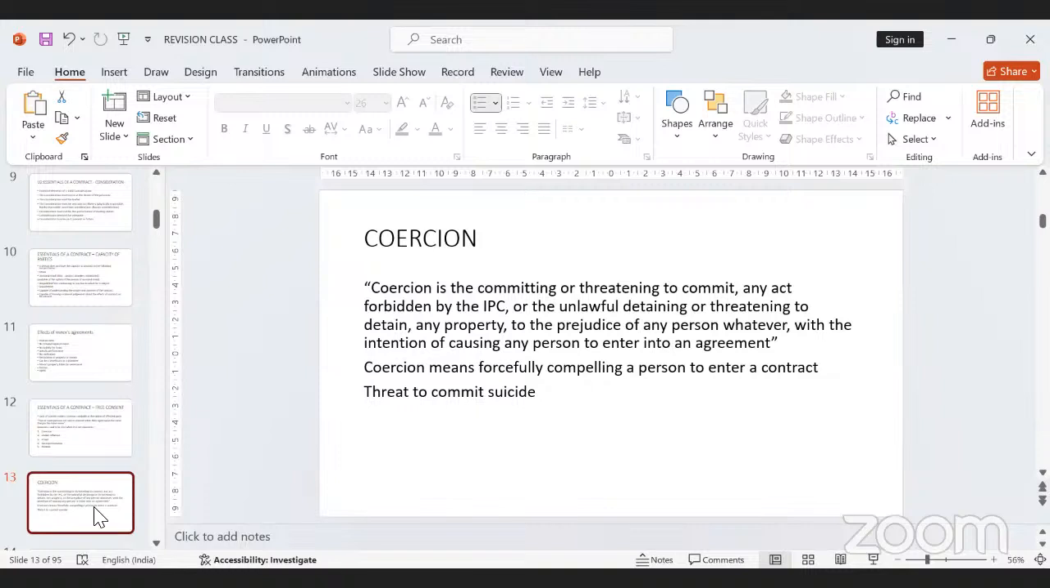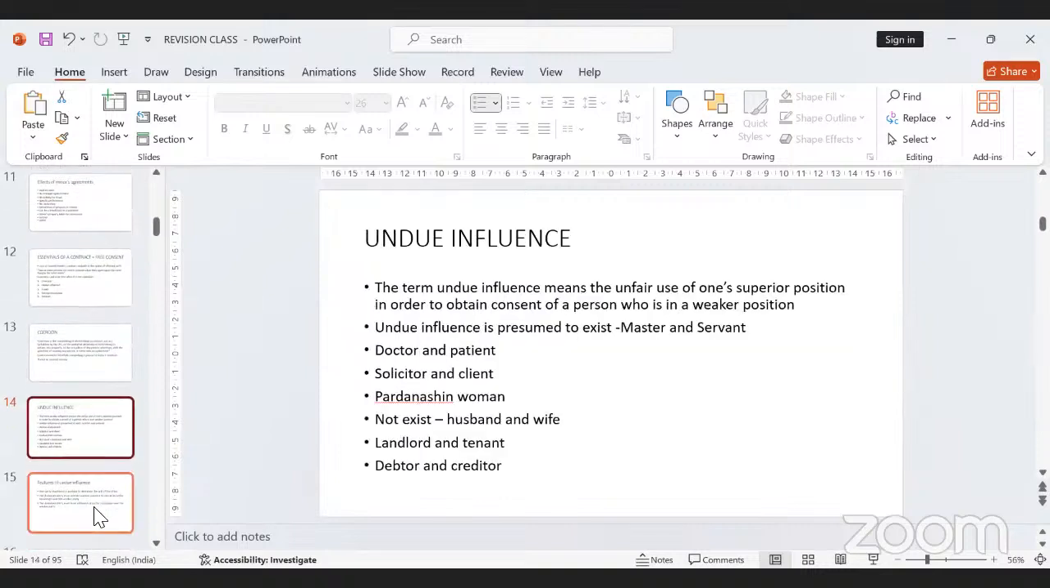You cannot force people to do something. See, if it is some social relation, that is a different thing. A girl wants to marry somebody and she threatens her parents, if you don't allow me to marry that boy, I will commit suicide or something like that. See, that is a different thing. But if you are making somebody sign some property papers, if you are making somebody buy something based on that threat to commit suicide, then all such contracts are voidable. See, undue influence, I told you, doctor and patient, advocate and client, all these people, that undue influence is supposed to exist.